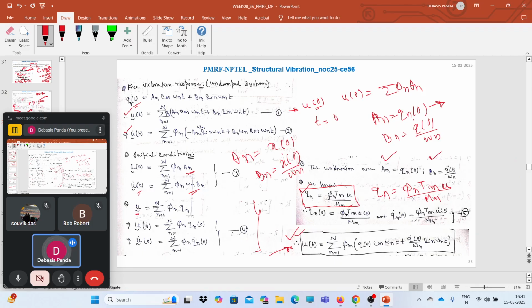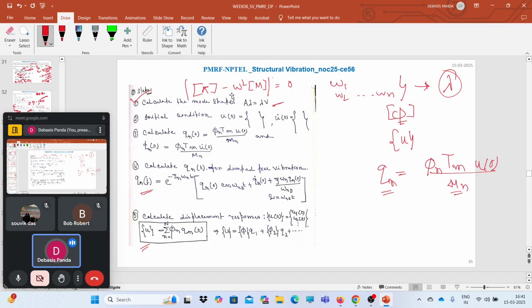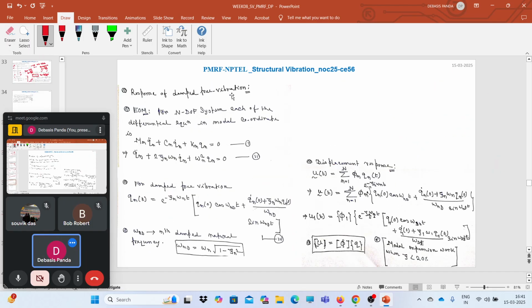Look, here we have used an cos omega nt, bn sin omega nt. That means we have considered the natural frequency, with no damping term, no decay term. e to the power minus xi omega nt we haven't used yet, because we don't know the damping model and how to use it for the multi-degree of freedom system. So we will quickly spend some time on these damping models.